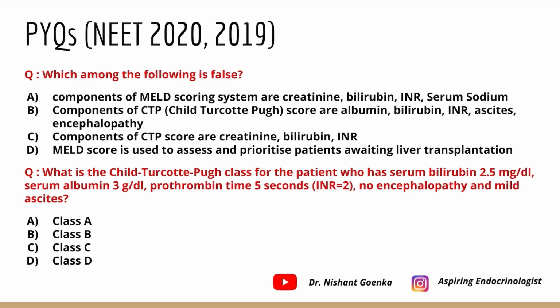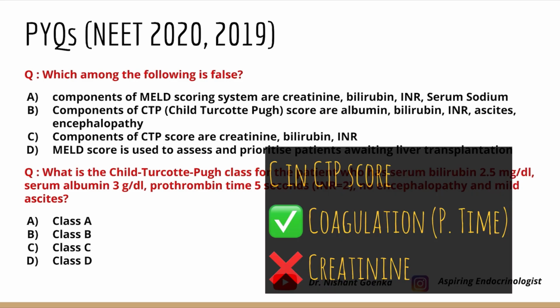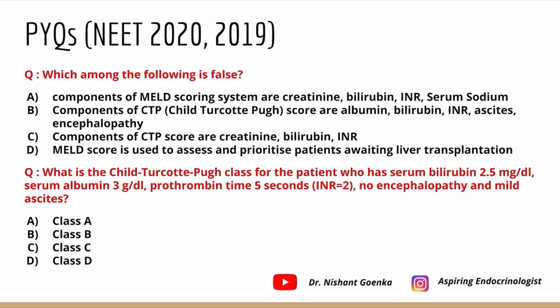Third statement, components of CTP score are creatinine, bilirubin, INR. Remember, the C in the CTP score is not creatinine, but it is coagulation, which is INR. So this option looks false. Coming to the last statement, MELD score is used to assess and prioritize patients awaiting liver transplantation. Yes, that is true. So now we know the answer. The answer is C, where creatinine is not a component of CTP score.